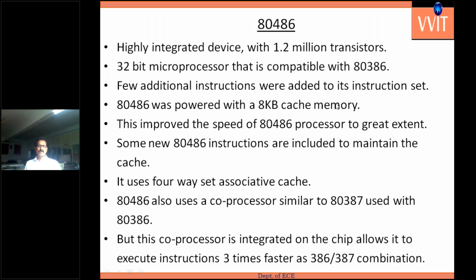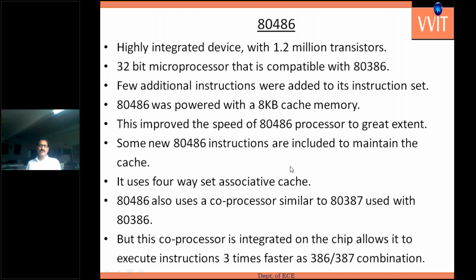It is a 32-bit processor, internally designed with an 8 KB cache memory compared to the 80386. It has improved speed, the 486 processor is a greater extension, including maintaining the cache compared to the 80386. Additional instructions are there that maintain the cache.